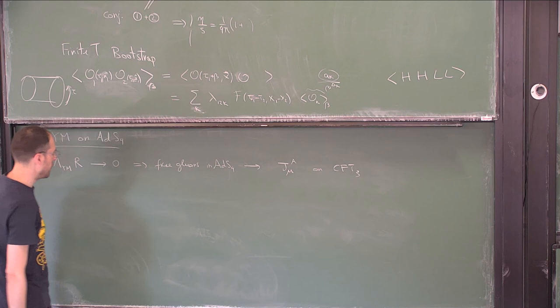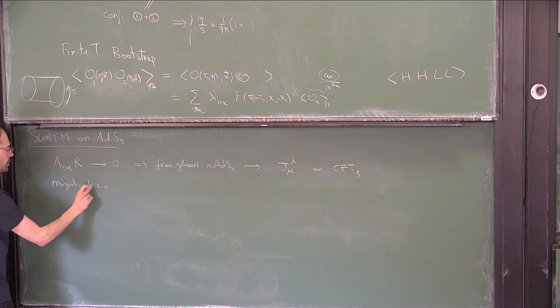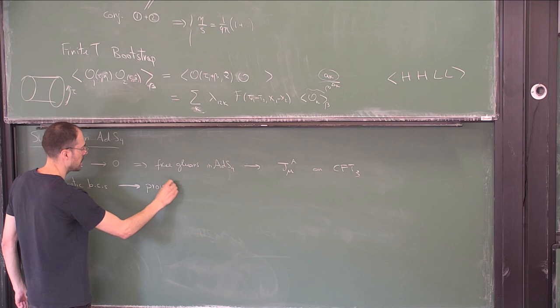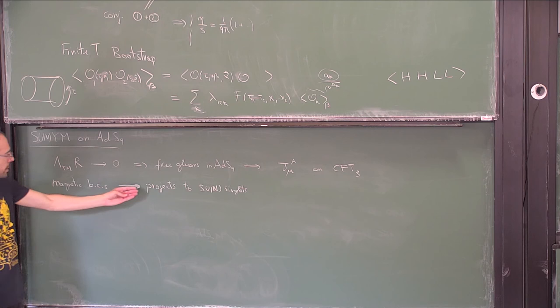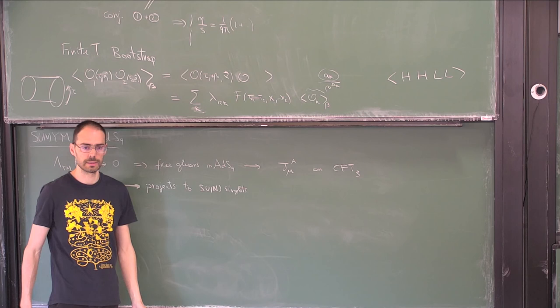But now there's another thing which I think makes this very interesting: you have to put boundary conditions, and I like the boundary conditions that are sometimes called magnetic or Neumann boundary conditions. If you choose these boundary conditions, this tells you that the flux of the electric field is zero, so you impose the Gauss law and only allow singlet states. This projects the spectrum to SU(N) singlets at any coupling, even in this free theory. So the spectrum at zero coupling is the Fock space of these free gluons with this projection to singlets.